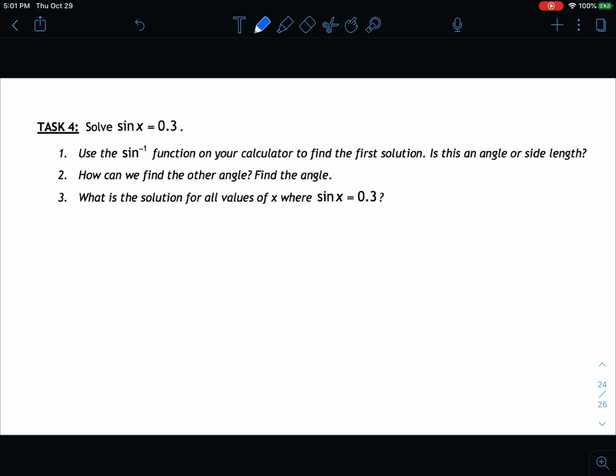Okay, so task 4 is solving sine of x is equal to 0.3. It says use your calculator, find the first solution. So I'm going to say inverse sine of 0.3. Let's show our work here. Inverse sine of both sides. And so x would be about equal to 0.305. Okay, that is one solution.